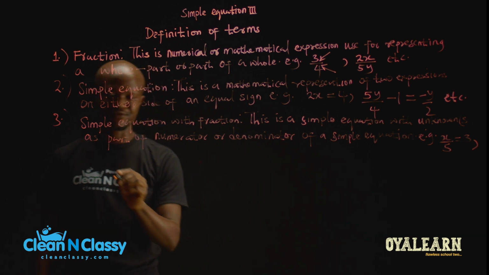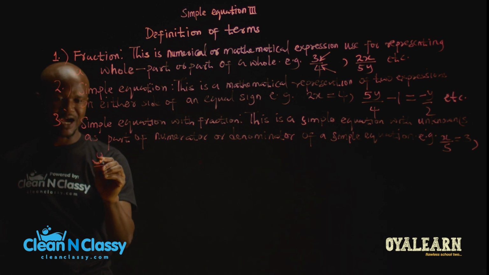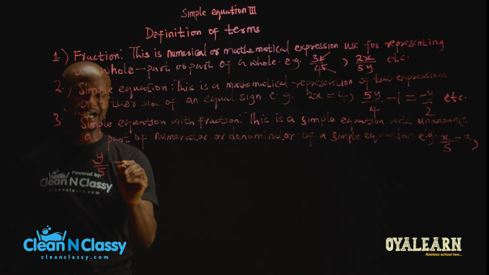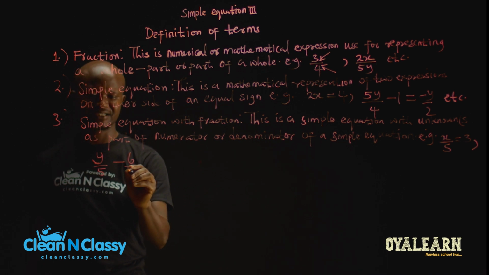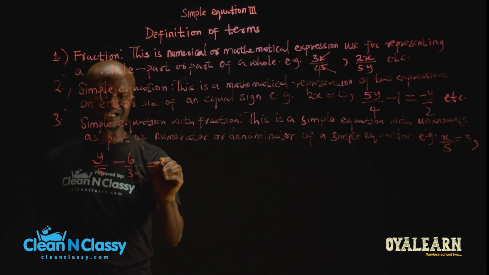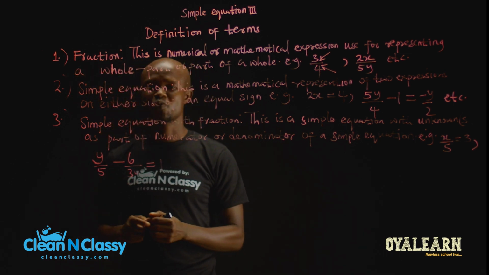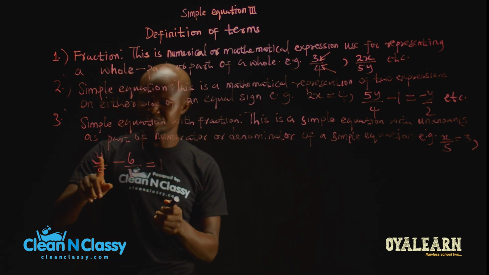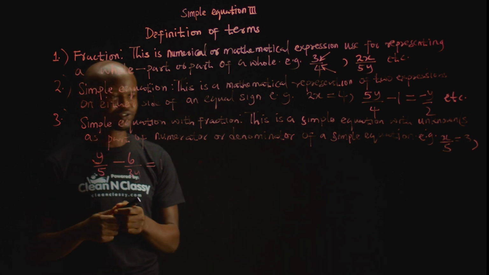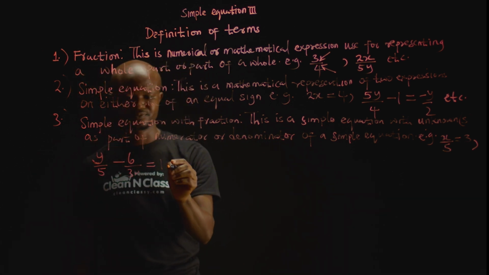We can also have y divided by 5 minus 6 divided by 3y equals 1. This is also an equation with unknowns at the denominator. You can also see the unknown at the numerator. So this is also an example of a simple equation with fraction.